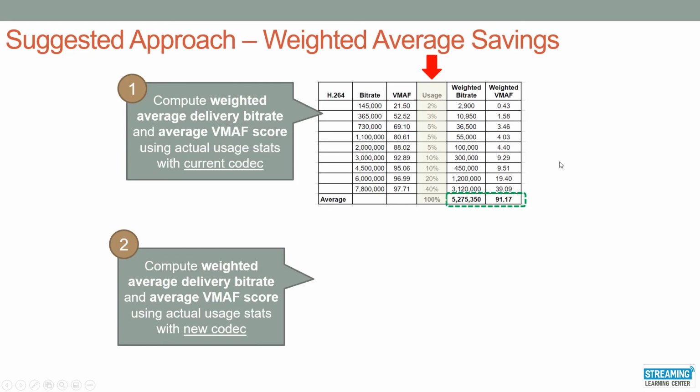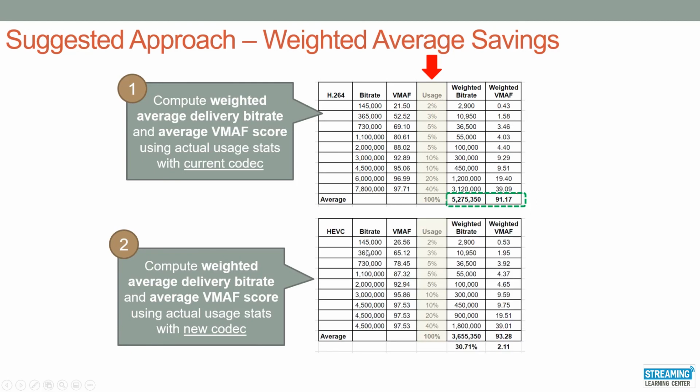And this is what it looks like with HEVC. You build the HEVC ladder, and then you bring over the usage stats as appropriate, and then you compute the weighted bitrate and the weighted VMAF score with HEVC. In this case, what we're saying is we're dropping from 5.275 to 3.655, and from 91.17, we're actually going up 2 VMAF points. So this is the actual bitrate savings that you should accrue if you switch to HEVC, and this is the VMAF boost you'll get from using a higher quality codec.